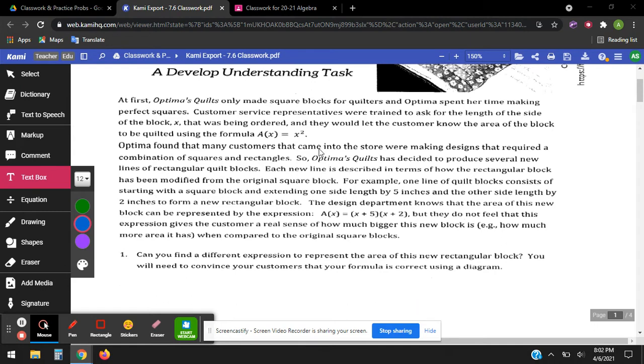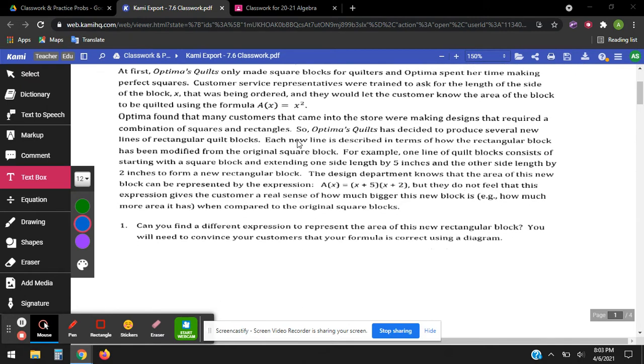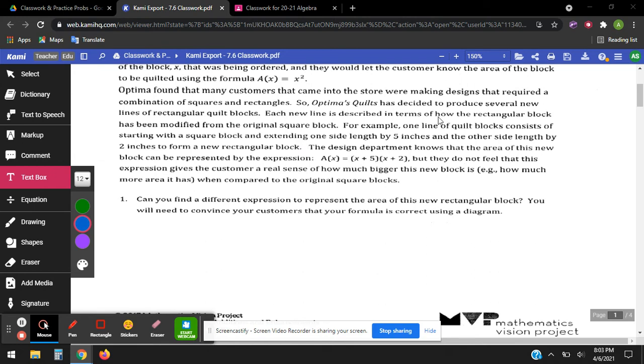At first, Optimus Quilts only made square blocks for quilters, and Optima spent her time making perfect squares. Customer service reps were trained to ask for the length of the side of the block, X, that was being ordered. They would let the customer know the area of the block to be quilted using the formula A of X equals X squared.